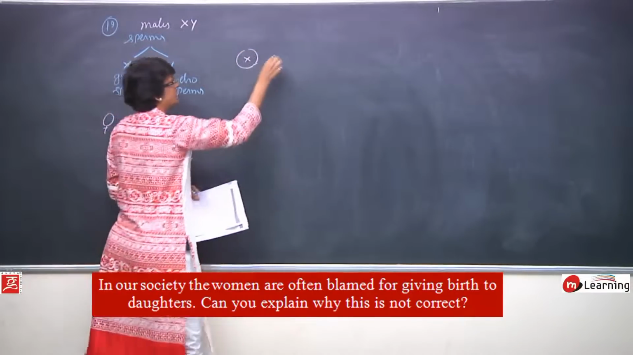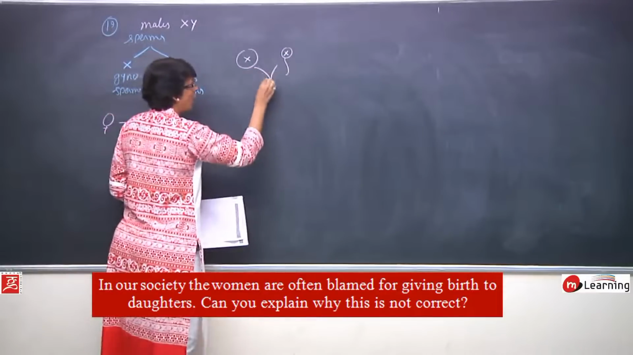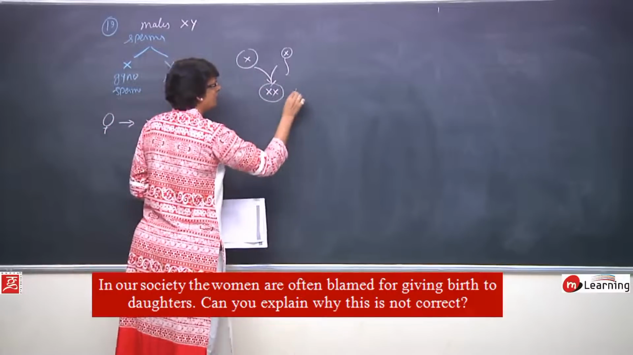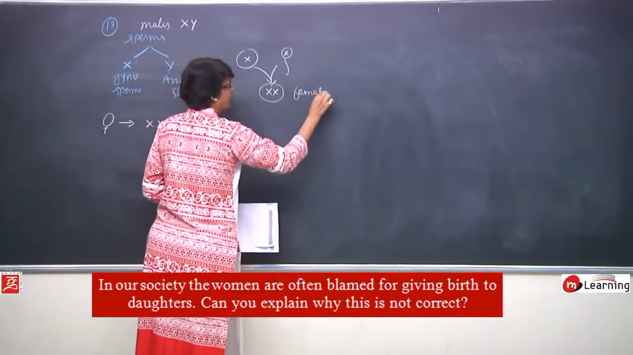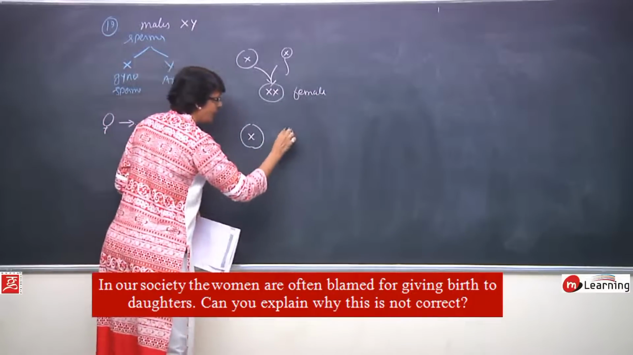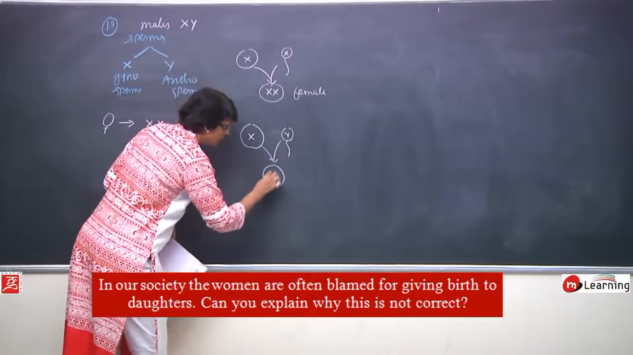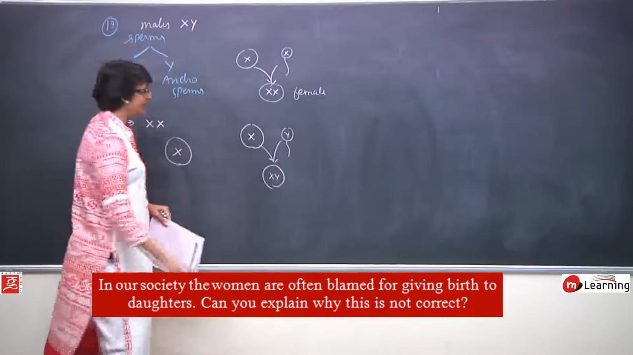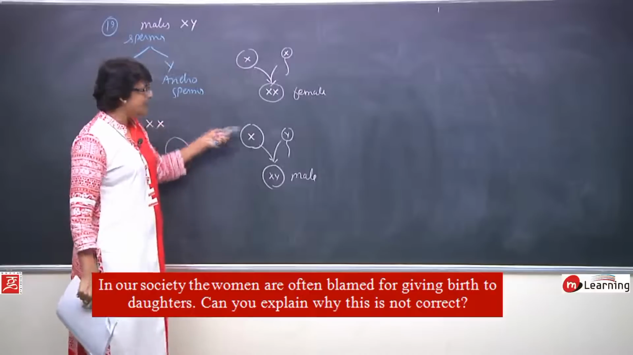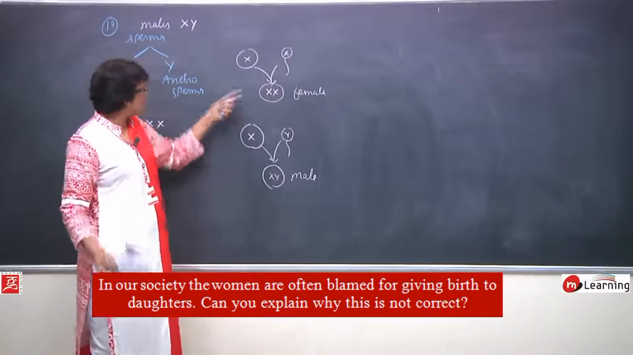There are 2 possibilities. If X containing sperm fertilizes it, the offspring is going to be XX, that is a female. So, the baby is going to be a female baby. If the same X containing egg is fertilized by a Y containing sperm, then it will give rise to an individual with XY, that means a male. So, what is coming from the mother is always X containing egg. What is mother giving as sex chromosome is X.